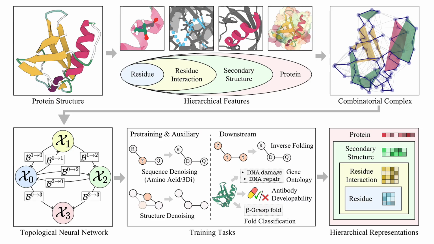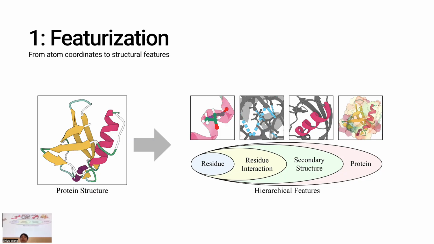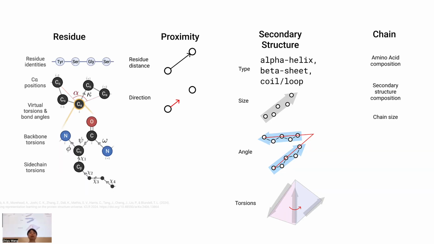Here's a very high-level overview of the topological framework, and I will walk you through each step of its workflow. The first step is featurization. In this step, we begin with protein structure from databases such as PDB, CATH, and SCOPe. Next, we calculate a set of initial features according to the protein structure hierarchy from the residue level to the protein chain level. Here are examples of the features we can use. At residue level, we can have residue types, their central carbon positions, backbone torsions, and more.